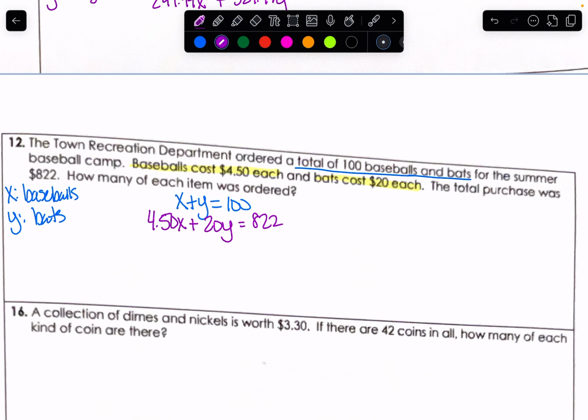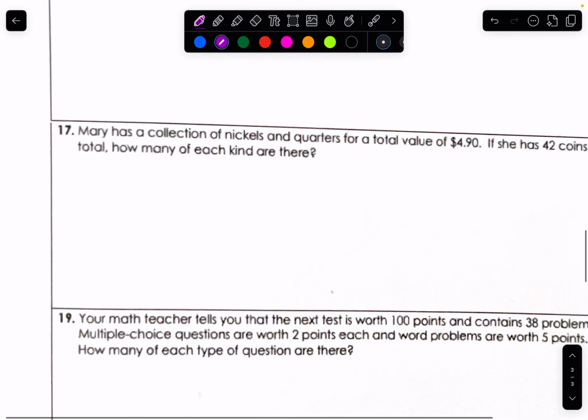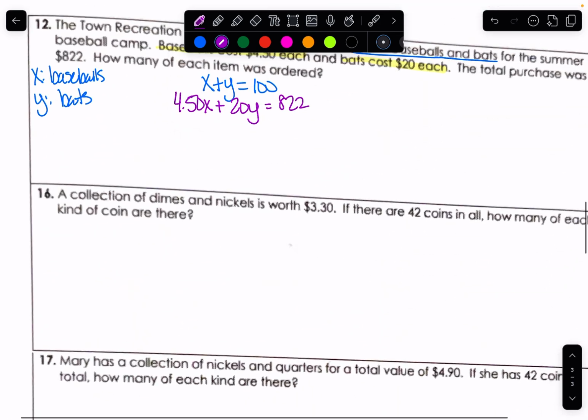So just again, to let you know, you still need to do 16, 17, 19. You set up the equations, you solve them using either the substitution method or the elimination method. When you are done, you are taking a photo of this and put it in on Google Classroom for me, okay? Feel free to email me if you have any questions.